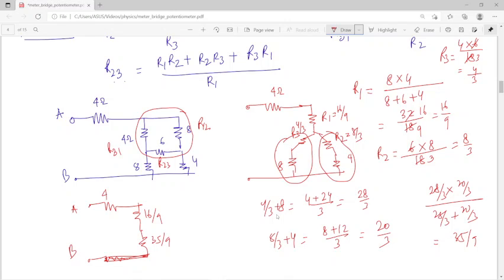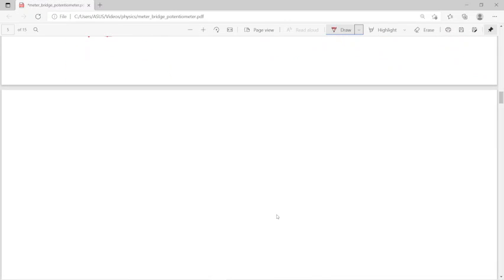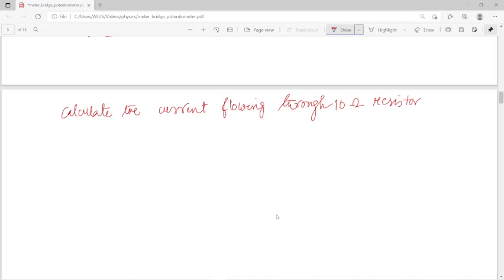So that is one of the procedures by which you just convert the network from star to delta or delta to star. So that can be done in a different way. A problem may be given like that. You have to calculate, say, the current flowing through a 10 ohm resistor. Current flowing through the 10 ohm resistor, and it is given like that.